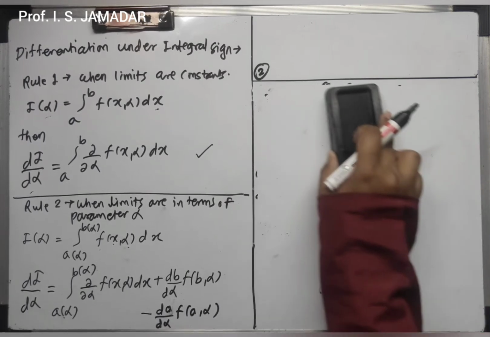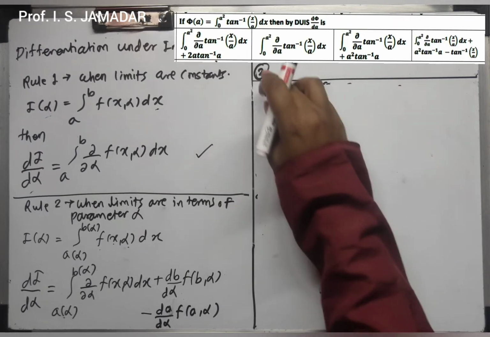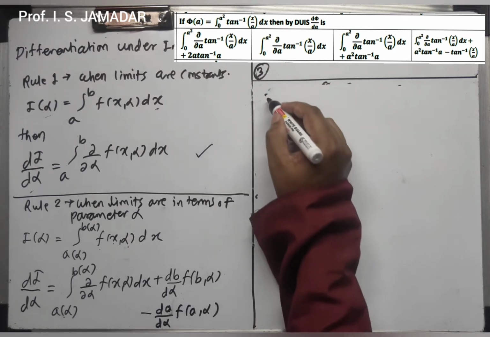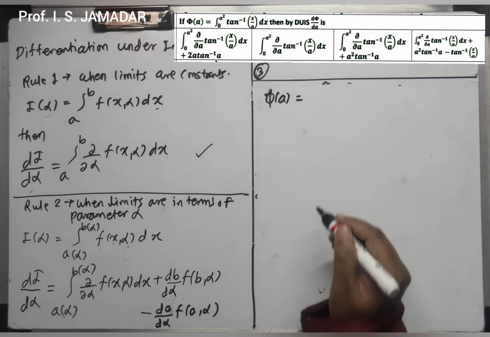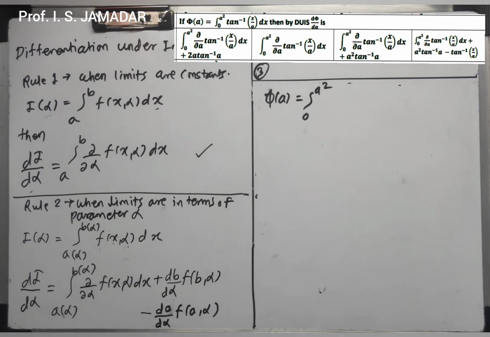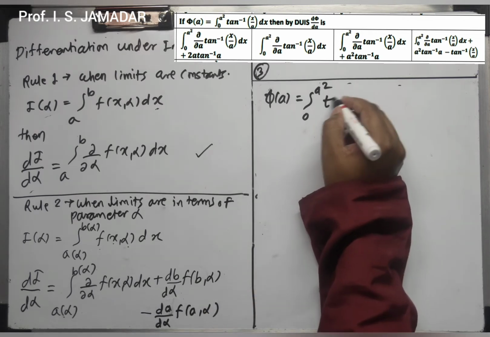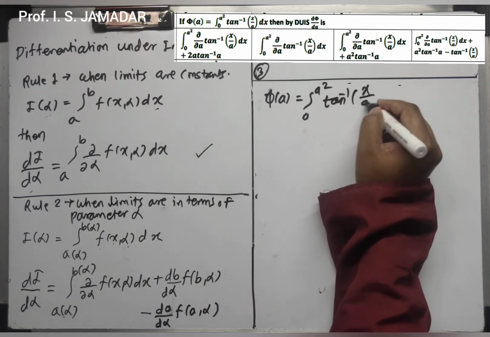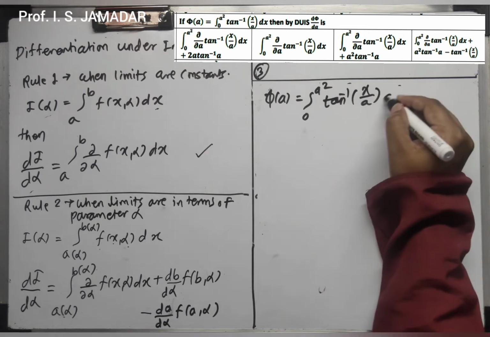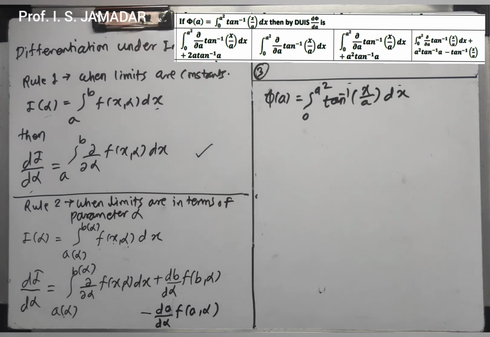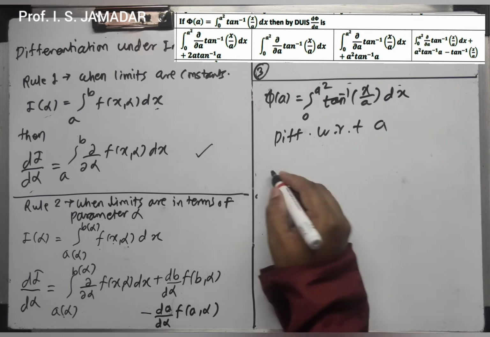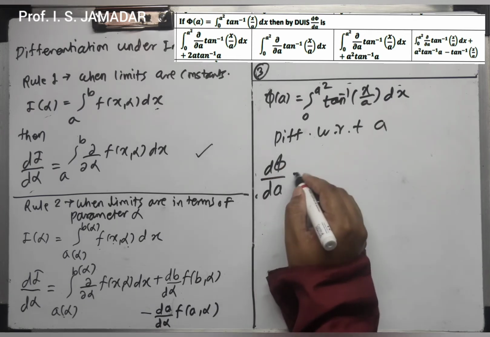Question number 3. Question number 3 is, if phi of a is equal to integration 0 to a square tan inverse of x upon a dx, then by Leibniz rule, what is d phi by dA? Means differentiate with respect to a. So d phi by dA.